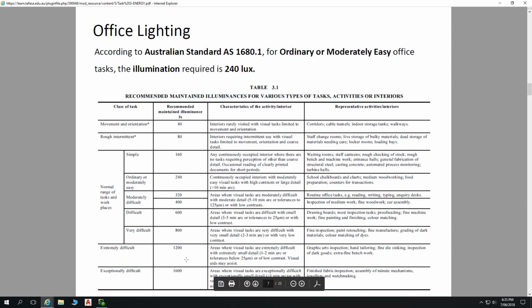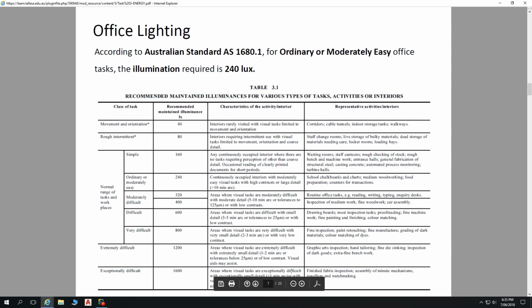And then areas where visual tasks are extremely difficult with extremely small detail, 1 to 2 millimeters of tolerance, or low contrast, where visual aids may assist, wanting a lux around 1200 for the far more detailed work. So graphic arts inspection, hand tailoring, fine die sinking, inspection of dark goods, extra fine bench work, etc.